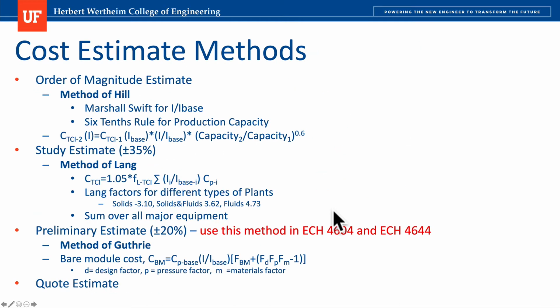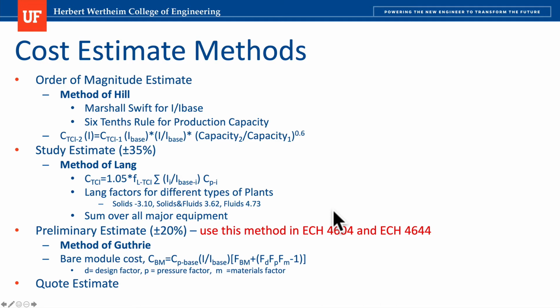So just for you to have an idea of the order of magnitude of these estimates, you have the ones that I show you, the method of Hill. Basically, you have the different cost indexes like the Marshall-Swift or the CEPCI, and you can also use the 6/10 rule for production. When you have those types of methods, you are in the order of magnitude estimate, so the precision of that method is not the best.